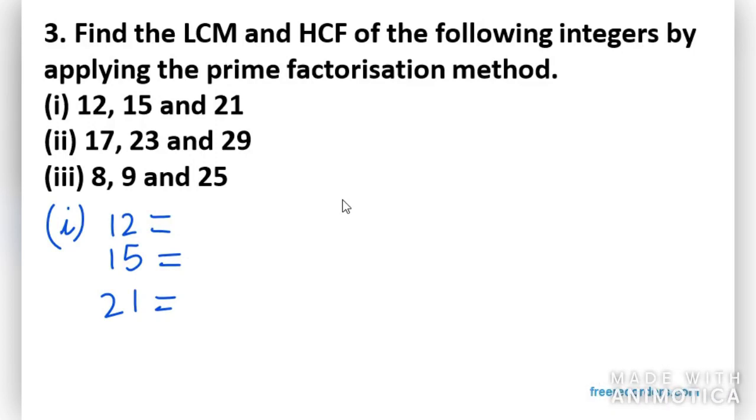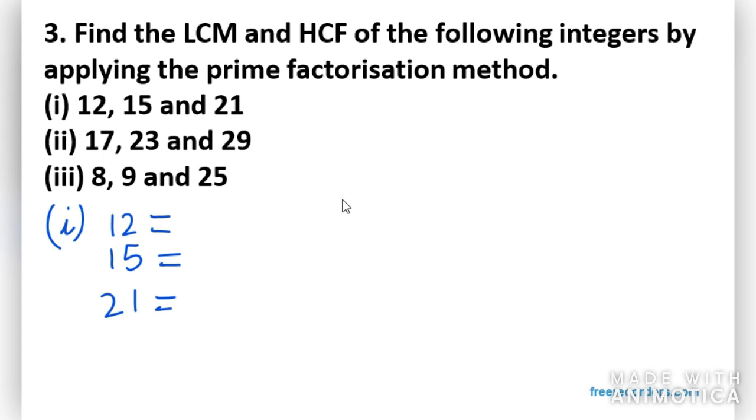Let's start with question number 3. It says find the LCM and HCF of the following two integers by applying the prime factorization method. In this case we are given three numbers: 12, 15 and 21. The method is the same as we did earlier for question number 2. So let's start with this.